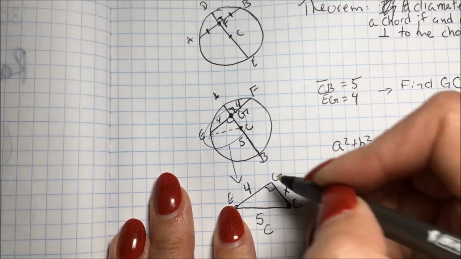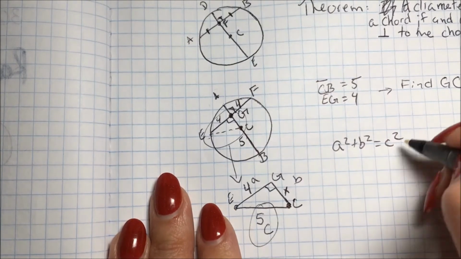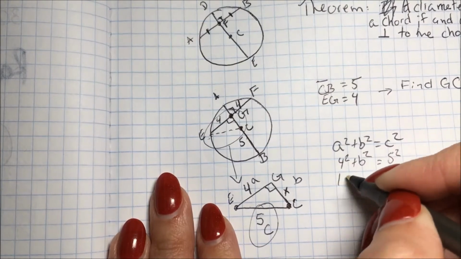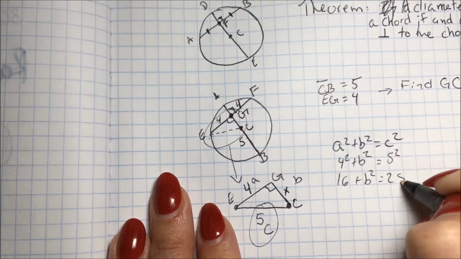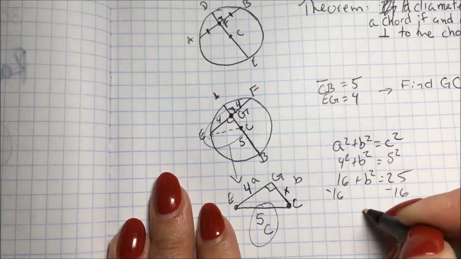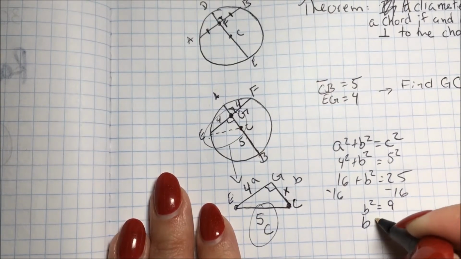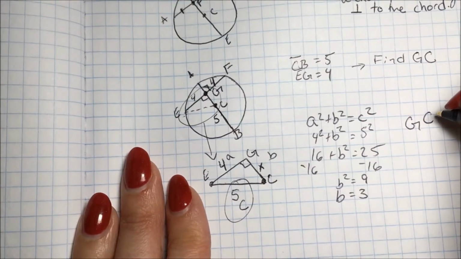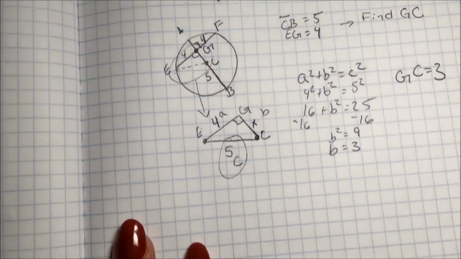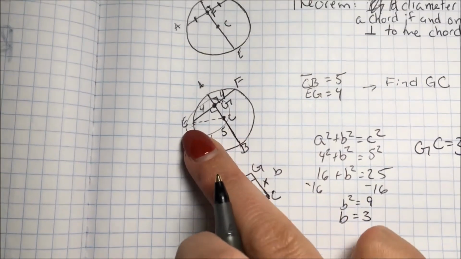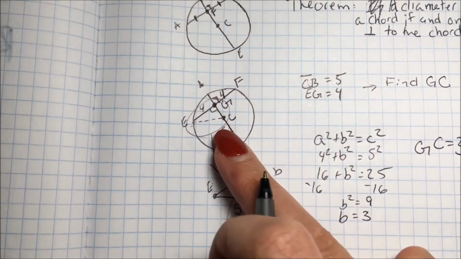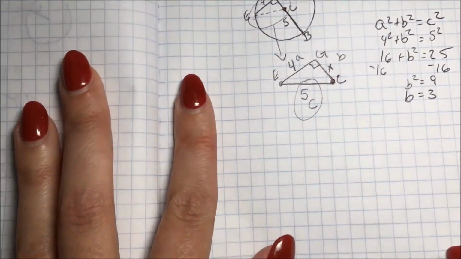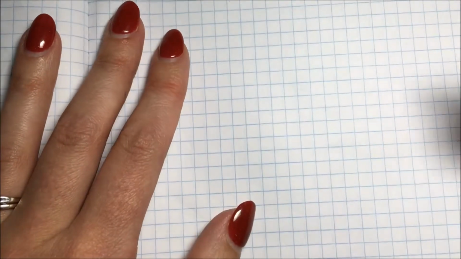So C is always the hypotenuse. So I have 16 plus b squared equals 25. When I subtract 16 from both sides, I get that b squared is 9, so b is 3, or GC equals 3. So that's how we can use that. We have to remember that the perpendicular bisector of any chord is a diameter. This is how we can also find the center of the circle. Okay? All right, so let's move on to more interesting things.